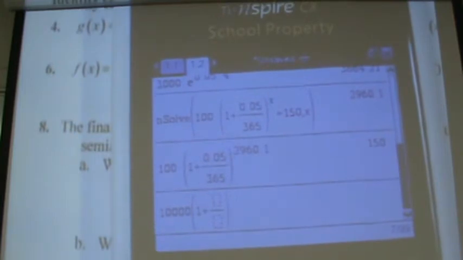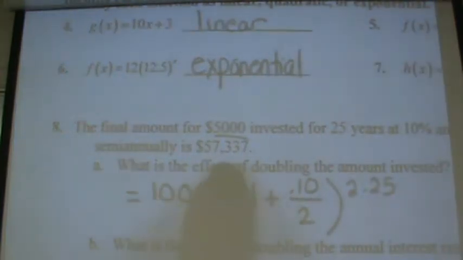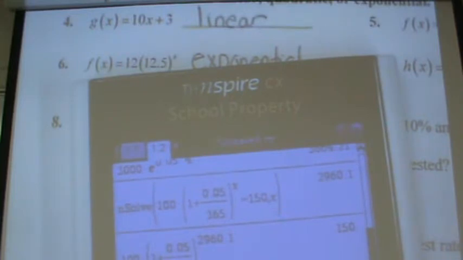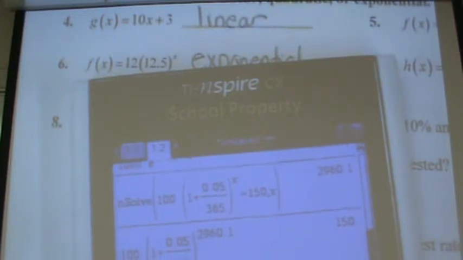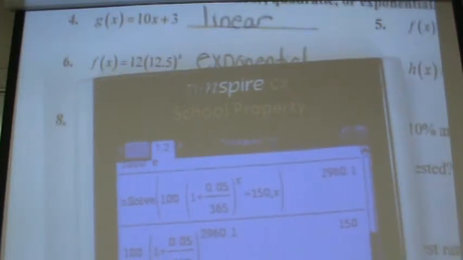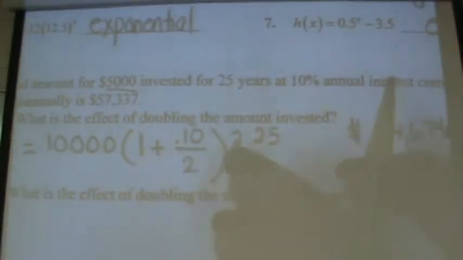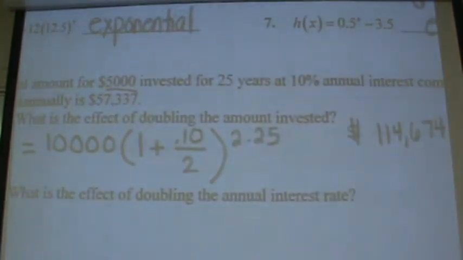Okay, now compare that number to 57,337. It's double. Wait, I'm very confused. If you double the amount I invested, you just double the... Yeah. You get 114,674. If you took this number, it's doubled. So if you doubled the amount that you invested, you're doubling the money that you're going to earn.